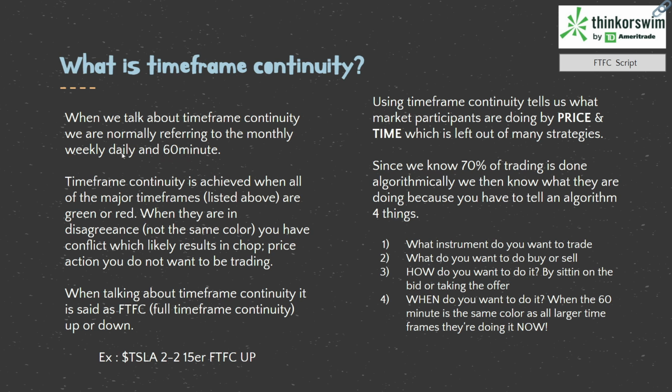And it's the same thing for the downside. If the 60, daily, weekly, and monthly are all red, then they're hitting the bid, they're aggressively selling, and we're under the open. The only way that can occur is if market participants are selling by price and time. So monthly, weekly, daily, and 60-minute participants are all selling, which means they're doing it right now.